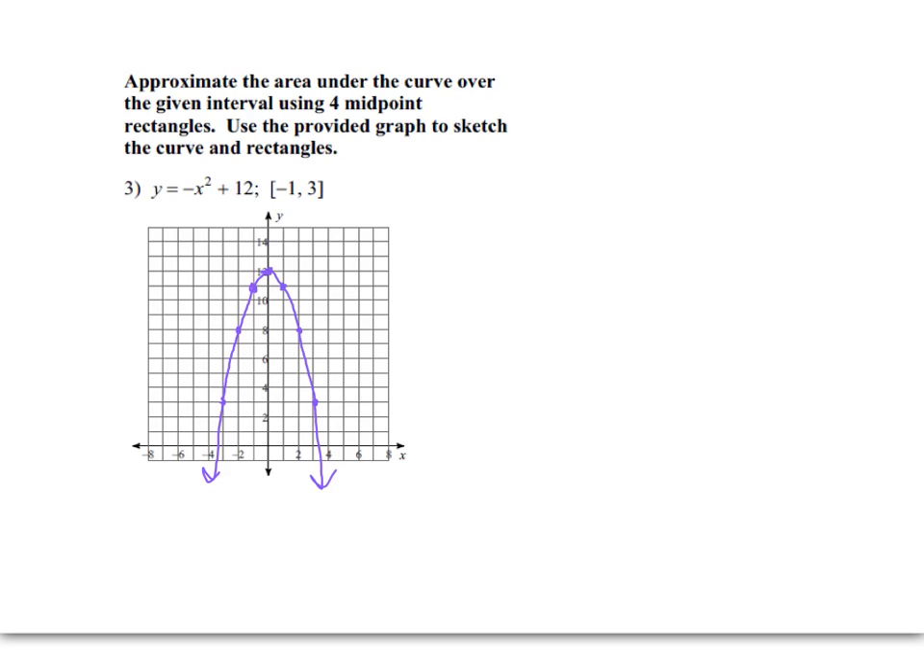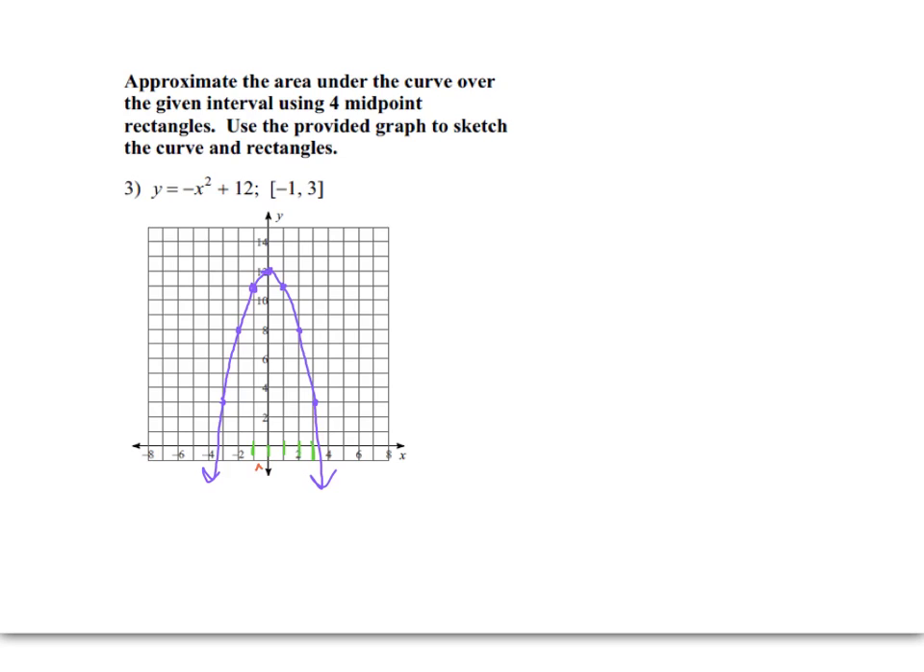Our rectangles are supposed to be between -1 and 3. So here's -1, here is 3. So we've got 4 spaces, which means they're each 1 wide. Now, here's what's tricky about midpoint, is that we're not going up on the left or the right, we're actually trying to go up in the middle. And so it doesn't matter which side you start off from.